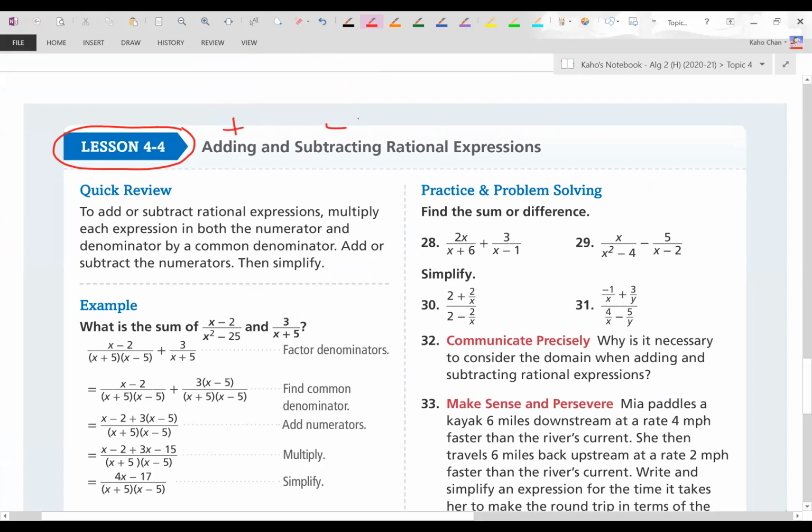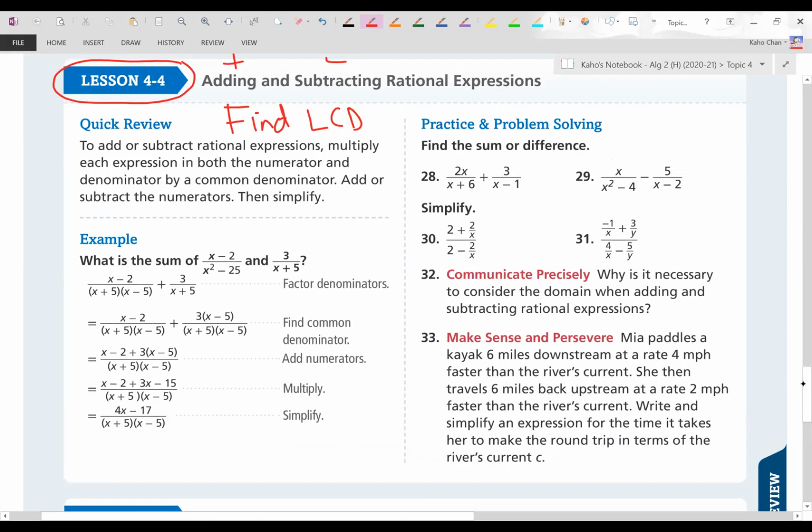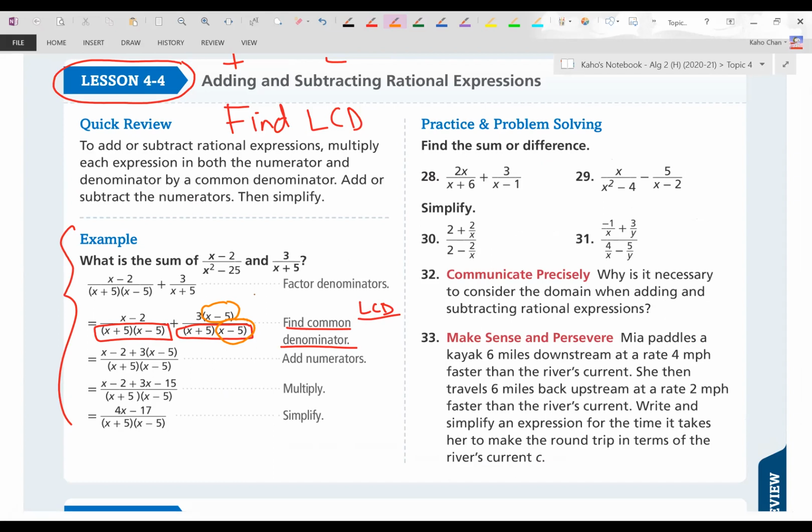When it comes to this, you want to find the LCD, the least common denominator. There's a nice example here off to the left. They went ahead and found a common denominator in this case. That is x plus 5 times x minus 5. Notice they had to introduce an x minus 5 for the second fraction in order for you to add the two fractions together. Otherwise, you can't add them together. It's kind of like pizza slices. The pizza slices can only be combined together if they're the same size.